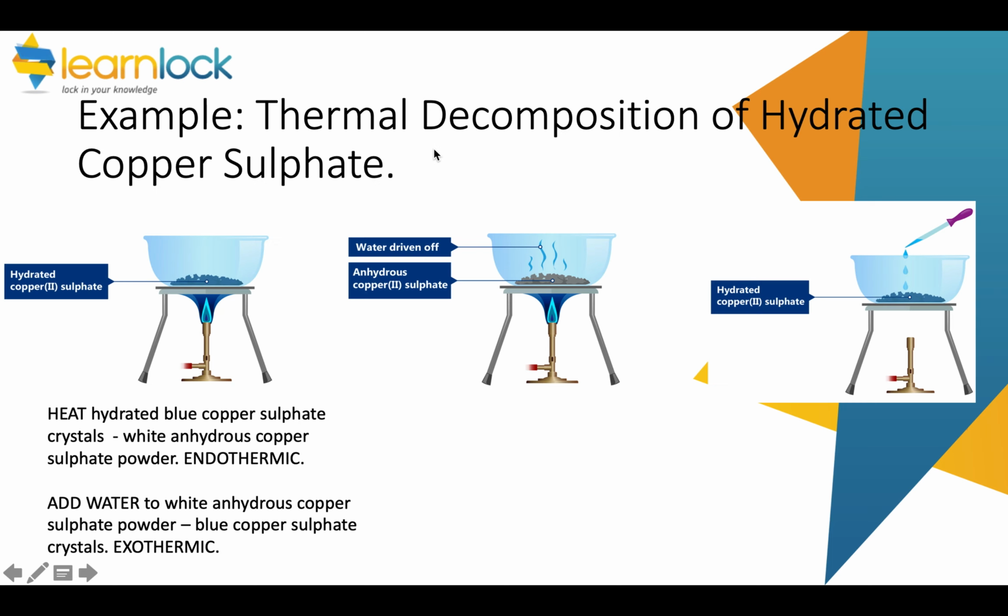An example is the thermal decomposition of hydrated copper sulfate. If you heat hydrated blue copper sulfate crystals, it turns into white anhydrous copper sulfate powder. That's an endothermic reaction. If you then add water to the white anhydrous copper sulfate powder, it turns back into blue copper sulfate crystals.